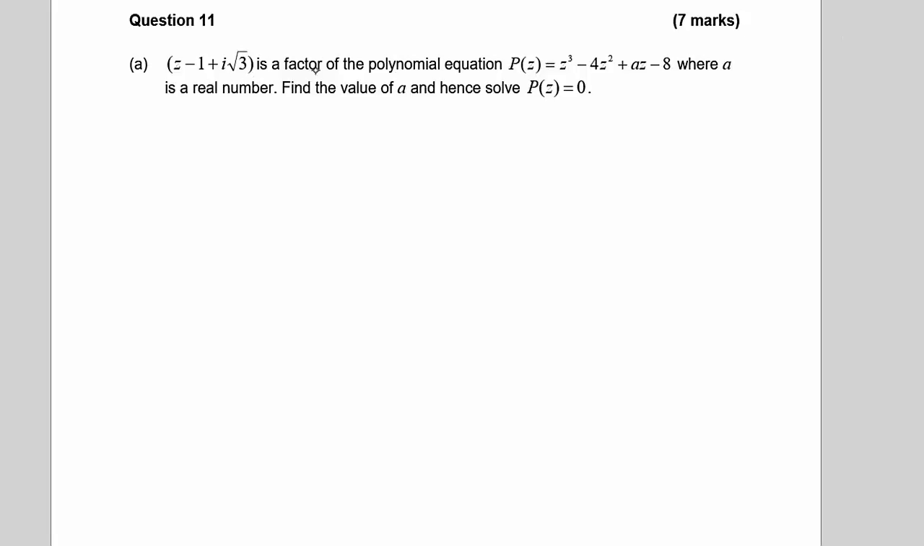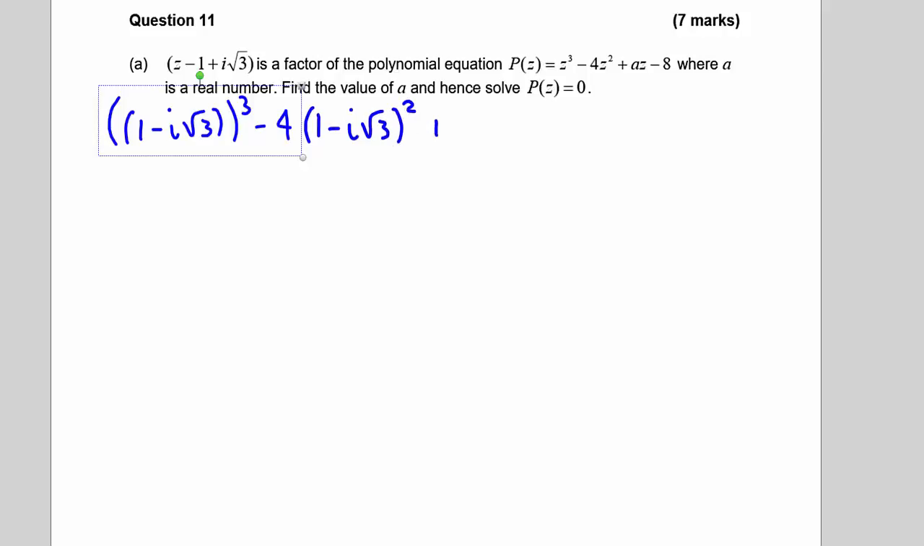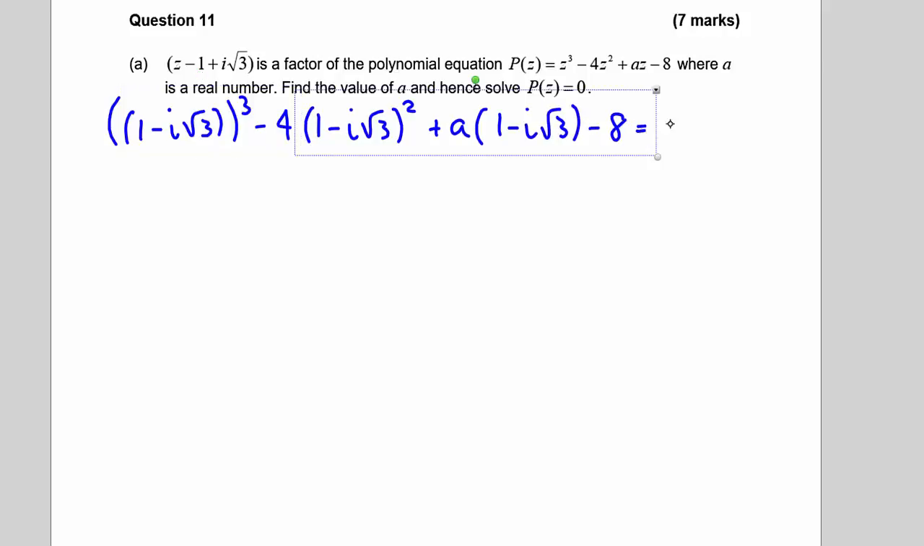Okay, so it said given that that's a factor of the polynomial, find the value of a. Okay, so my way of doing this is to say, well, we know that if we replace z with 1 take i root 3, so (1 take i root 3) squared plus a upon (1 take i root 3) take 8, we should get 0 because we've been told that that is a factor.